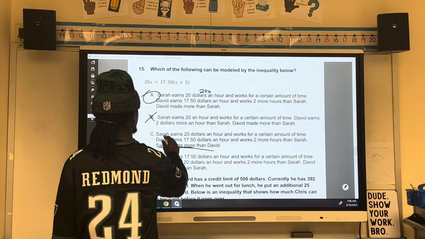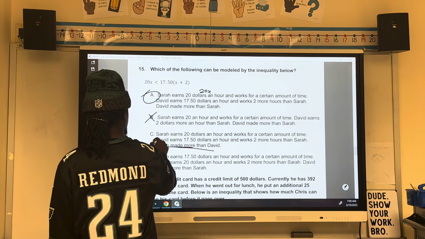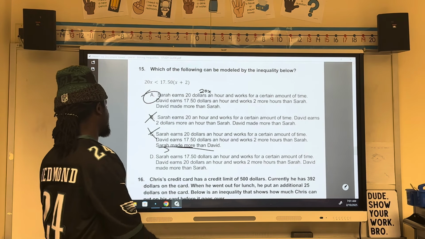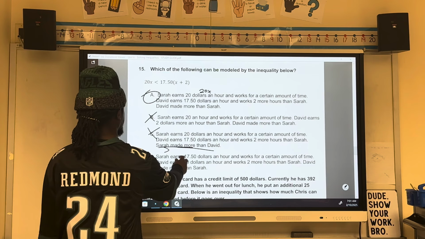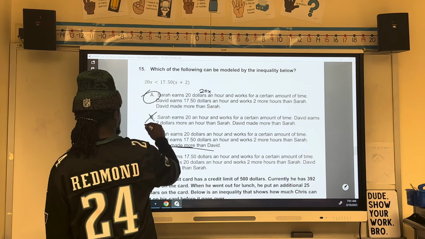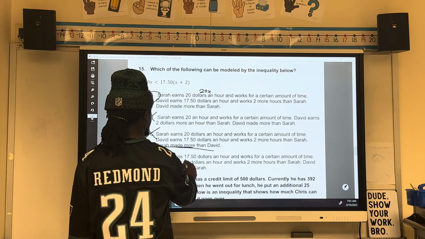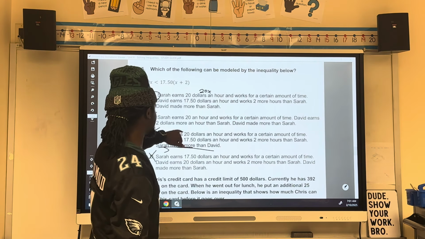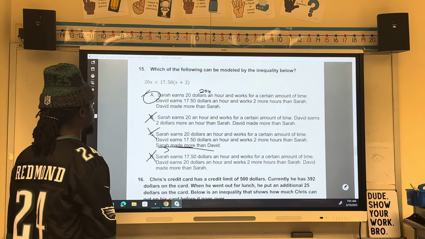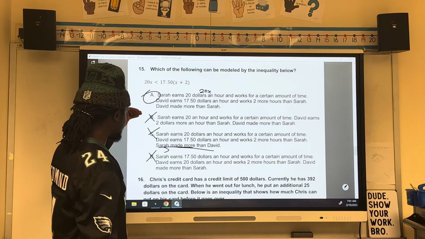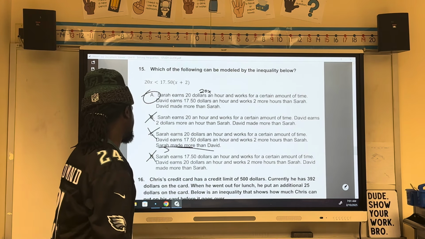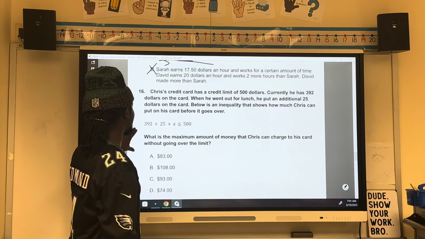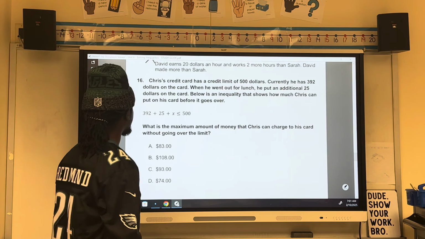Sarah made more than David. Okay, this one says Sarah made more. So Sarah would be greater than for Sarah. So that is wrong, all right? And then the last one has the 1750 in the front, having for Sarah, okay? So that would be wrong, because this would be 17x, and then the 20 is the second part, all right? So, again, just break each of them down. That shouldn't be too difficult, but it does require some reading and breaking it down, all right?